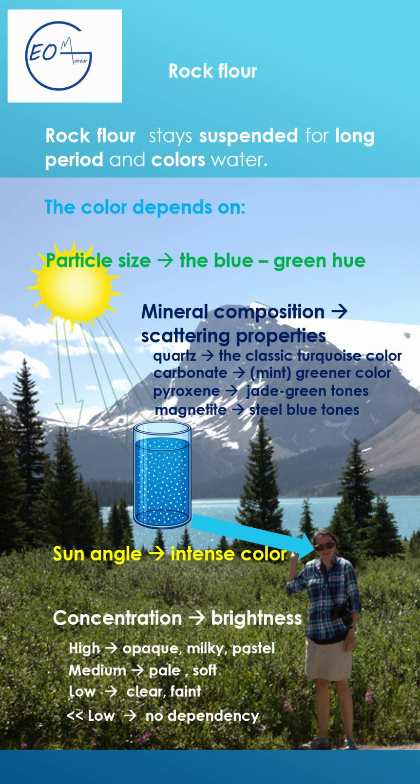The concentration of glacial flour, which varies seasonally with meltwater flow, strongly affects the brightness of the water. As concentration increases, water becomes more opaque and milky. With a really low load, the rock flour color signature disappears because there is not enough suspended material to scatter light. This is why the continued presence of glaciers is crucial in a warming climate. Generally, with a lower concentration, the water's absorption properties dominate the color.